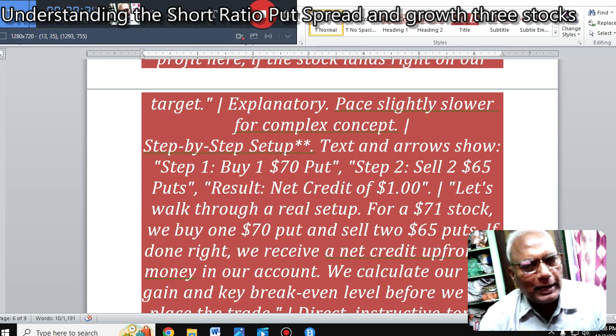Step 1. Buy one $70 put. Step 2. Sell two $65 puts. Result: net credit of $1.